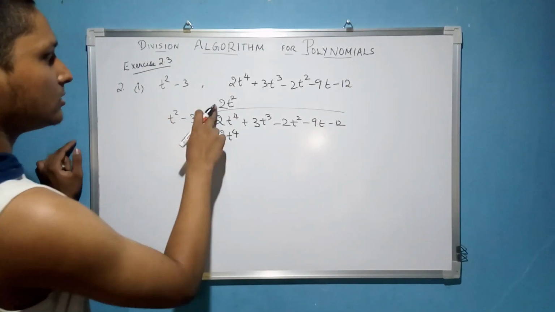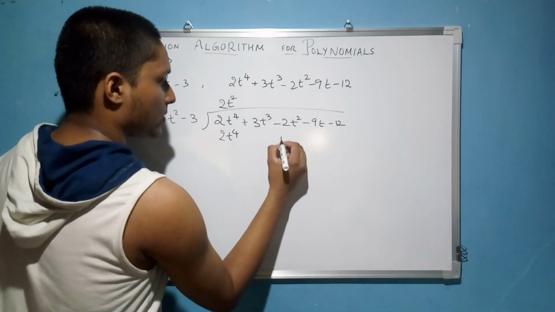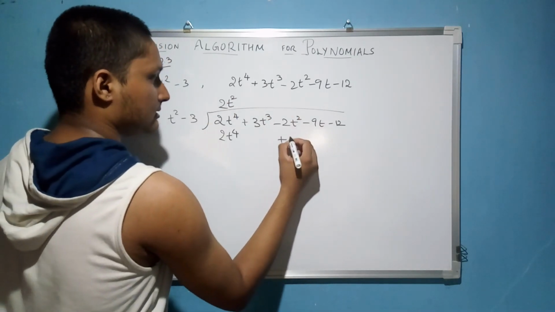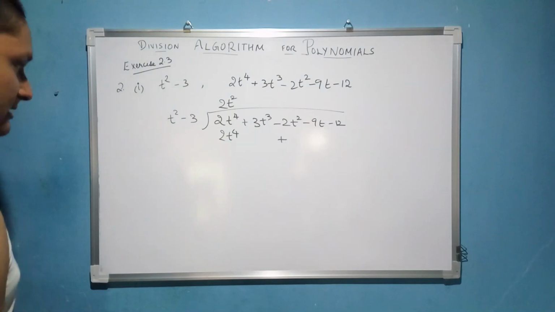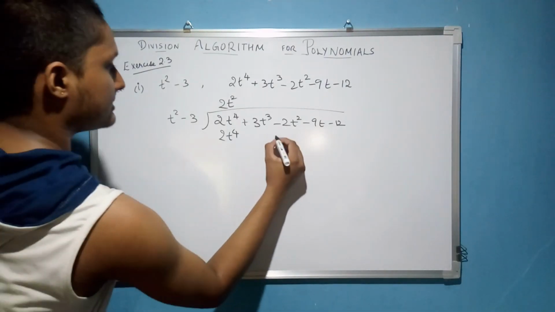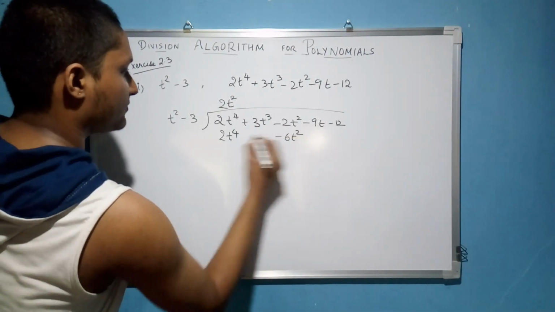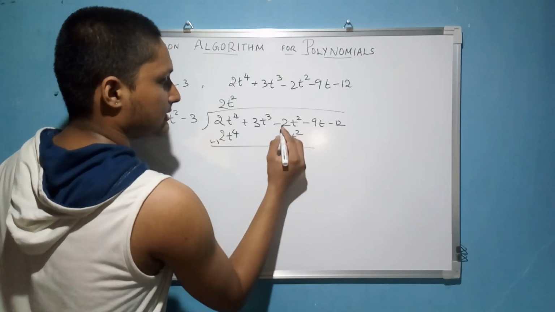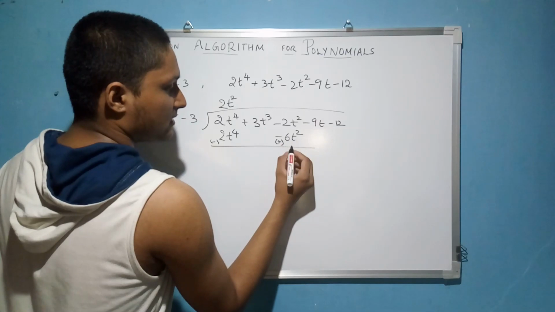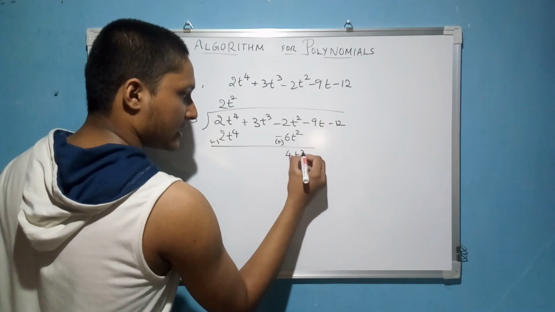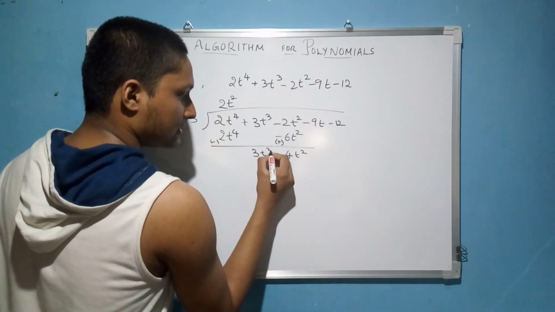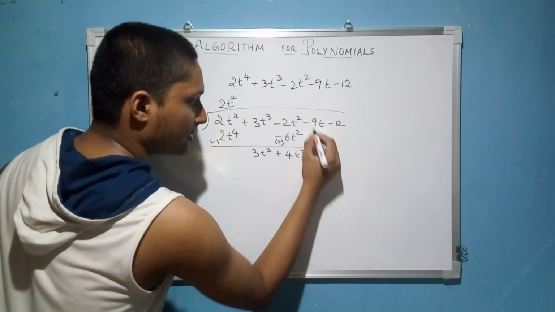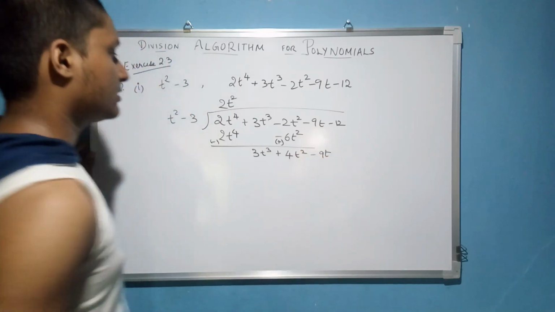You have minus 3 into 2t square, that is 6t square, that comes in this column. Oh, you're getting minus, right? Yeah, minus 6t square. Now I need to change the sign. This is however cancelling. This is going to be plus. This is minus 2t square and plus 6t square, that is 4t square, and bringing this down 3t cube, and you have minus 9t.